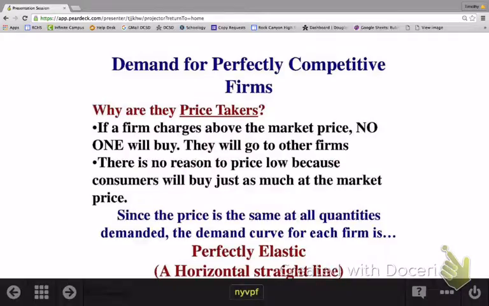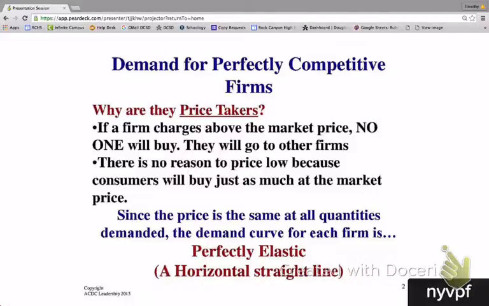Now, why do we consider firms in the perfectly competitive market structure to be price takers? Well, let's assume this. Let's assume that a firm wants to charge a price above the market price. No one will buy it. Why won't they buy it? Because their product is identical to everyone else's product that is charging a lower price. Why would you pay a higher price for something that is perfectly identical to something that is being sold at a lower price? So if a firm tries to charge a higher price above the market, no one will buy it.